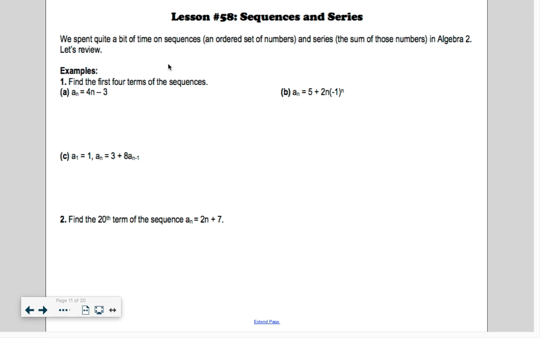So this is called an explicit formula. I know the word explicit makes you think of explicit material on a CD or something. It's not like that. Explicit means it's just where you can plug in the number.